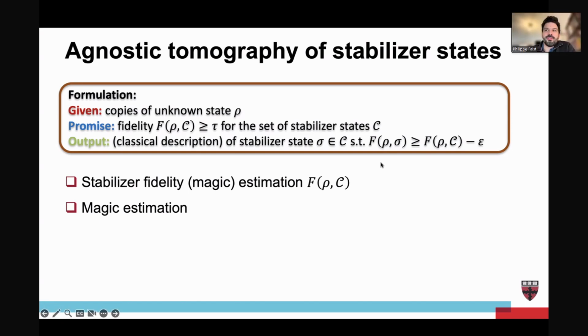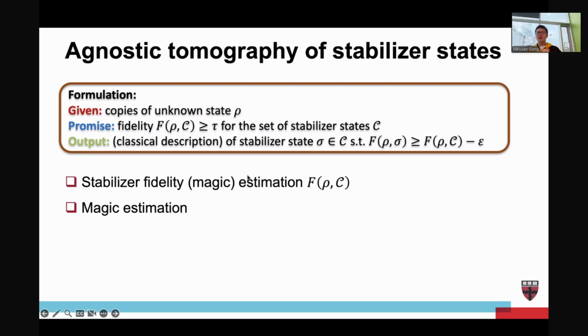The point is you can test the promise after the fact. You can easily verify whether your output satisfies this. You mean you do a swap test after that? You get sigma and then you prepare sigma and do a swap test with rho. Or you measure: your algorithm outputs sigma, you know what sigma is, and you prepare a measurement related to sigma to measure sigma and rho. Okay, thank you so much. Yeah, it's clear. Then you can verify if indeed you are closer.